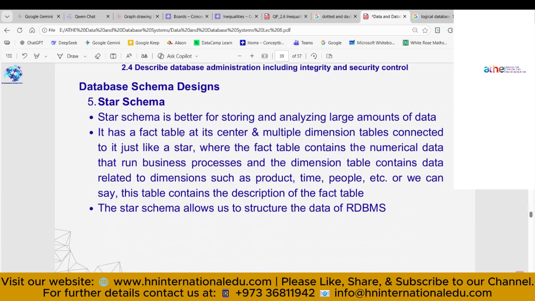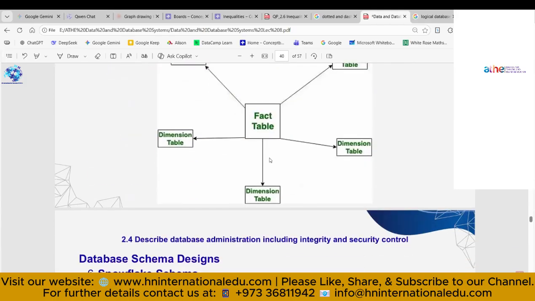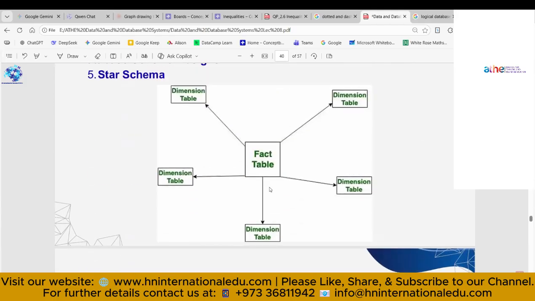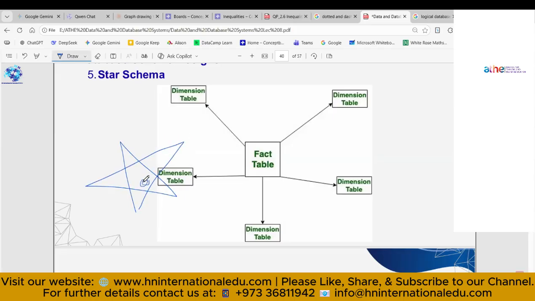Then we have the star schema. Star schema is better for storing and analyzing large amounts of data. It has a fact table at its center and multiple dimension tables connected to it, just like a star. So 1, 2, 3, 4, and 5. If you draw a star, it will be like this. In the center, you have the fact table, and this part of the star is your dimension table. This one again is a dimension table. So it will have a star-like structure.